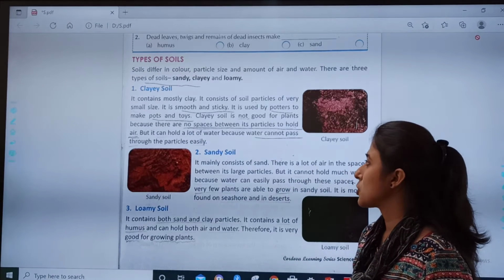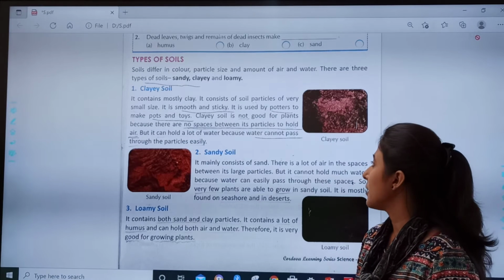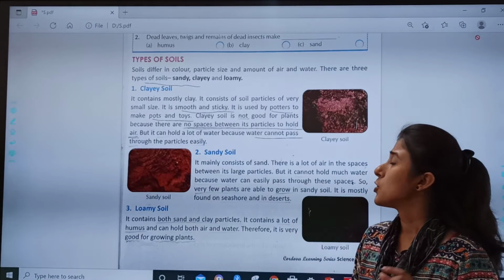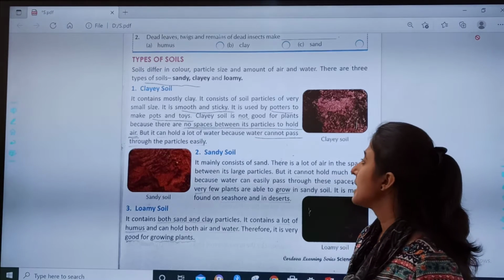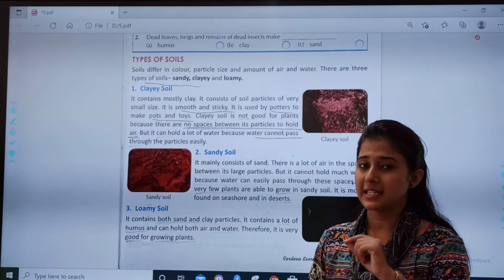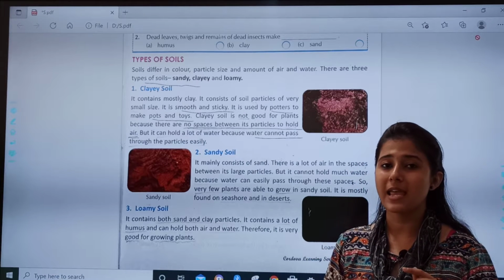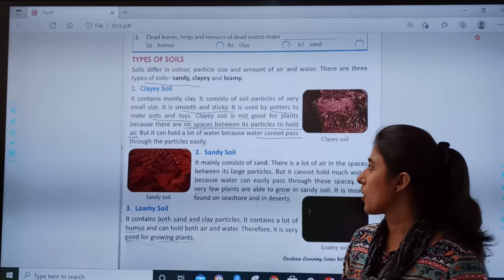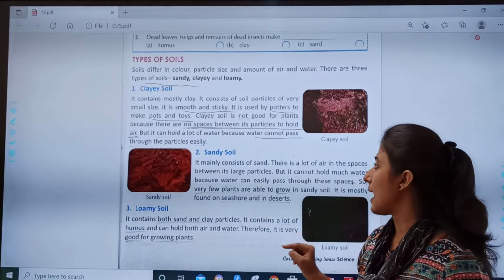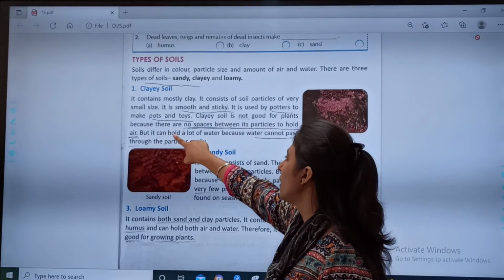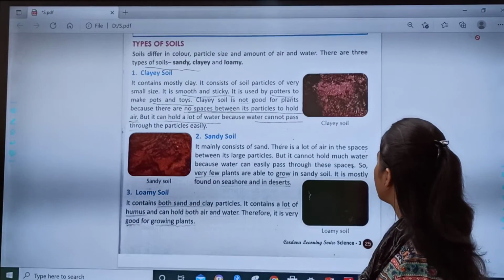Let us revise clay soil in short. First point, it contains clay. Second point, it consists of soil particles of very small size. Third point, it is smooth and sticky. Fourth point, it is used by potters to make pots and toys. Then it is not good for plants. And the last point, it can hold a lot of water. Okay, let us move further.